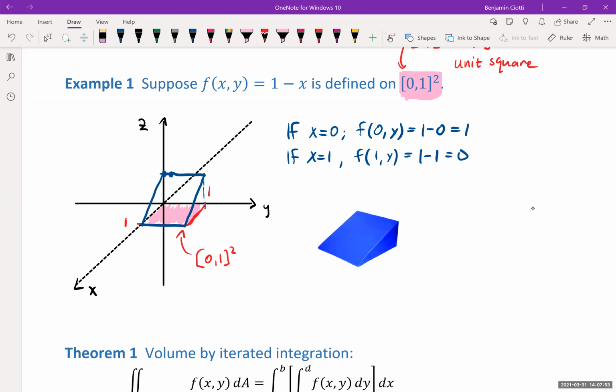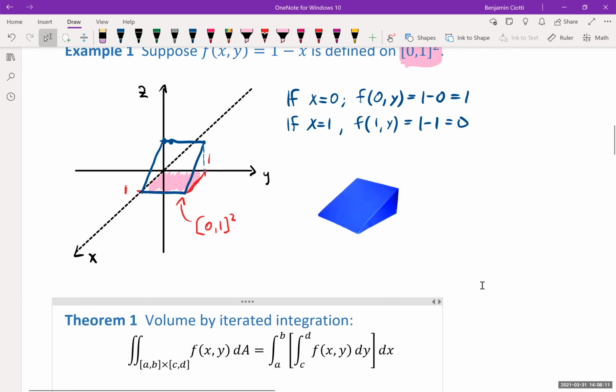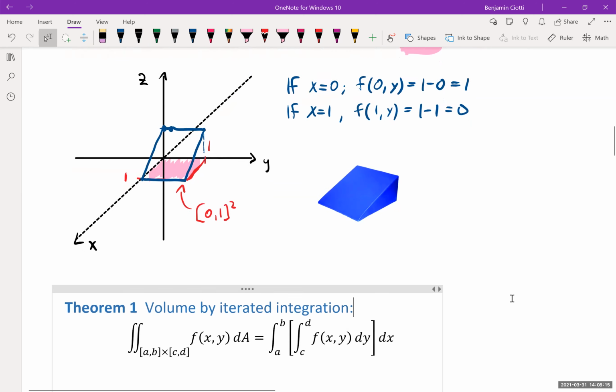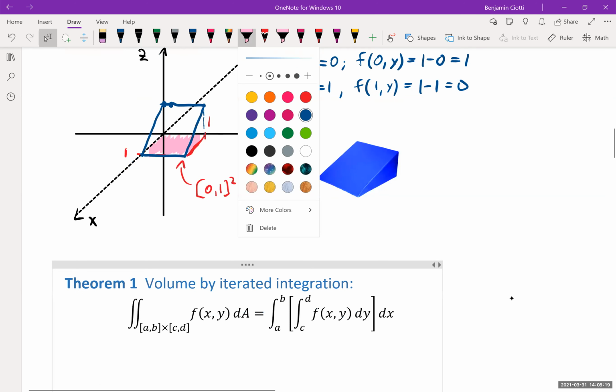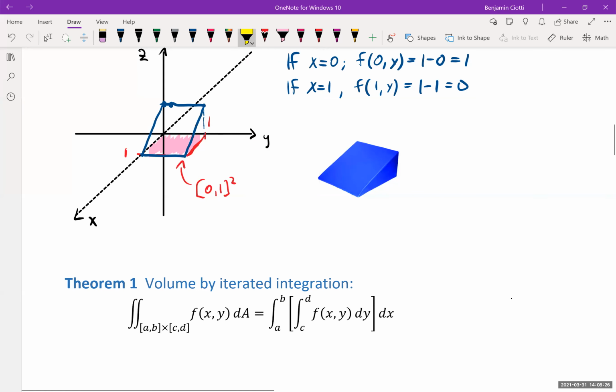How would we calculate that, though? I guess a wedge is not very hard, so you might already know how to find its volume. Obviously, we're going to see harder shapes soon. Thankfully, we have some theorems that will allow us to calculate these integrals. So here's our first theorem for how to actually evaluate double integrals. I'm going to come back to example 1 in a minute, but first let me give you the formula so that we can actually calculate it.